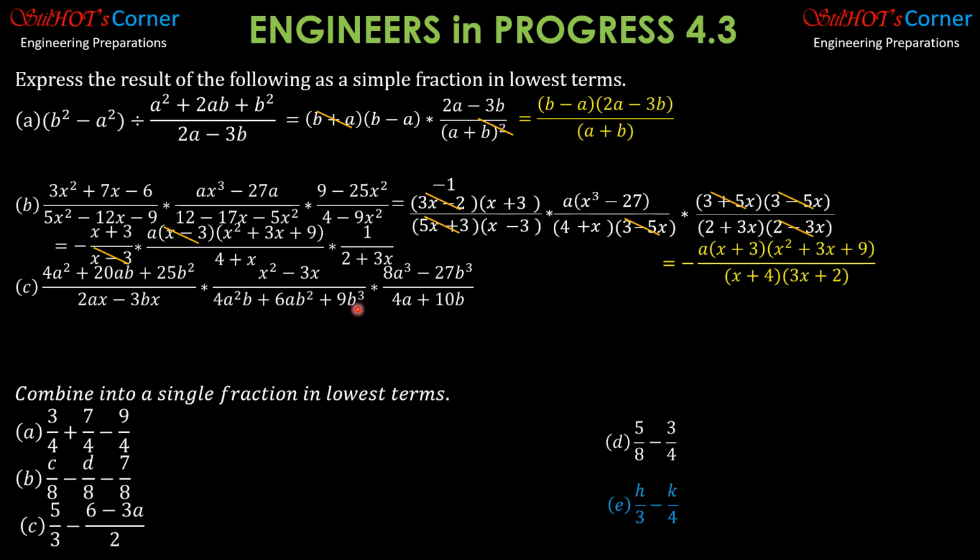Then here, the common factor is b, so we factor out b, and we have 4a squared plus 6ab plus 9b squared. Then this is a difference of two cubes, (2a) cubed minus (3b) cubed. The factors are 2a minus 3b, times the square of 2a, which is 4a squared; the product of 2a and 3b, which is 6ab; then the square of 3b is 9b squared. So that's the complete factored form of a difference of two cubes.